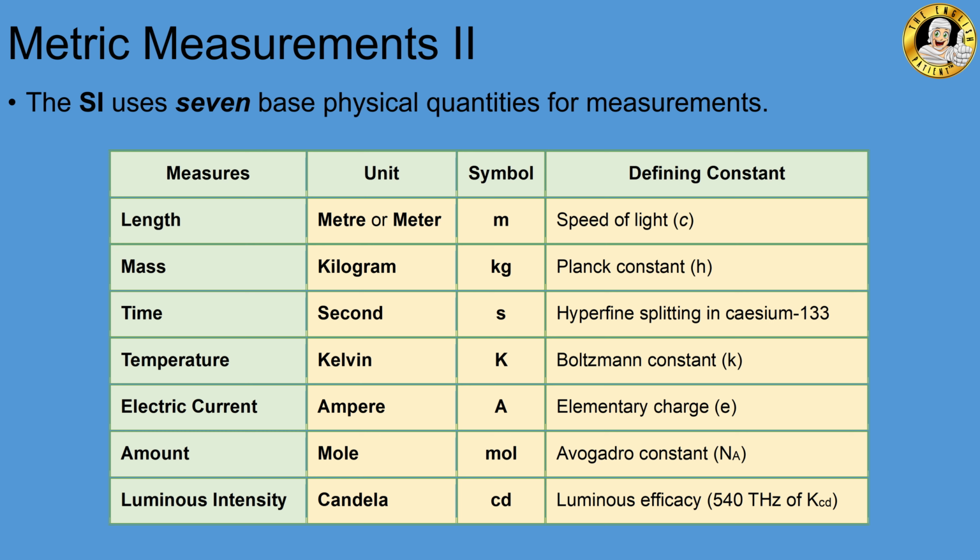Electric current has the ampere as the base unit, capital A. And the defining constant is the elementary charge. For amount, the unit is the mole, and the symbol is small case mol, and this is defined as the Avogadro constant. Luminous intensity, the base unit is the candela, and this is written as small case cd, and the defining constant is the luminous efficacy of 540 terahertz of Kcd.